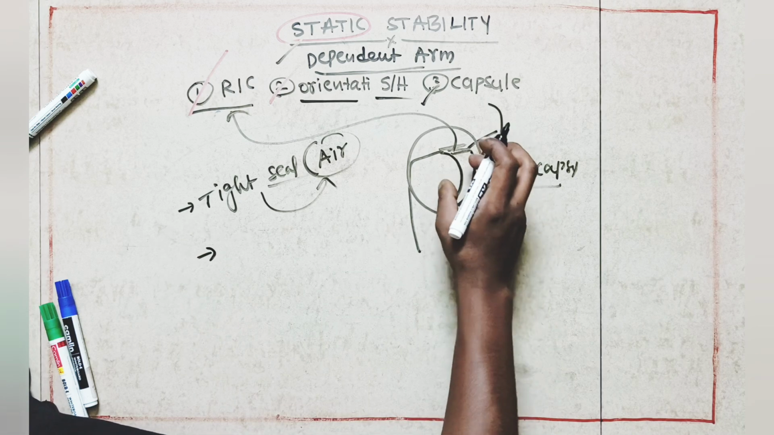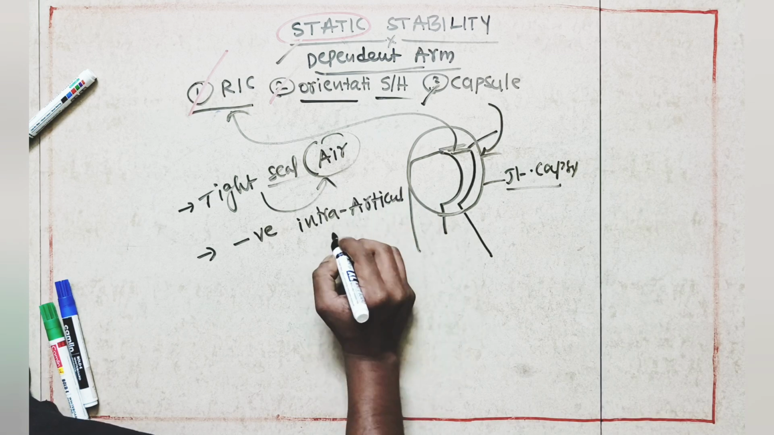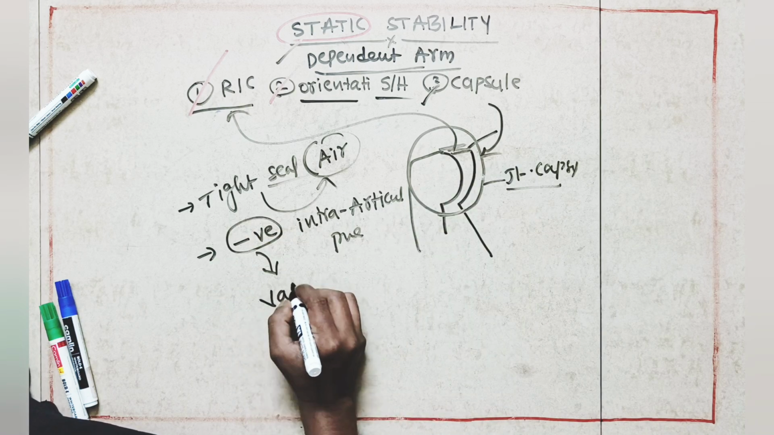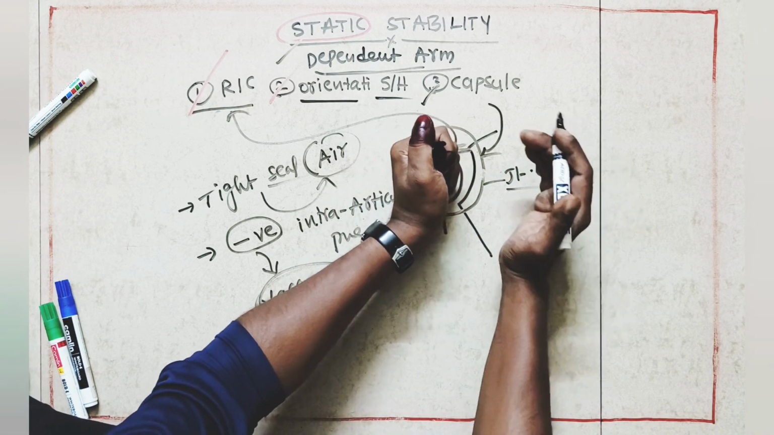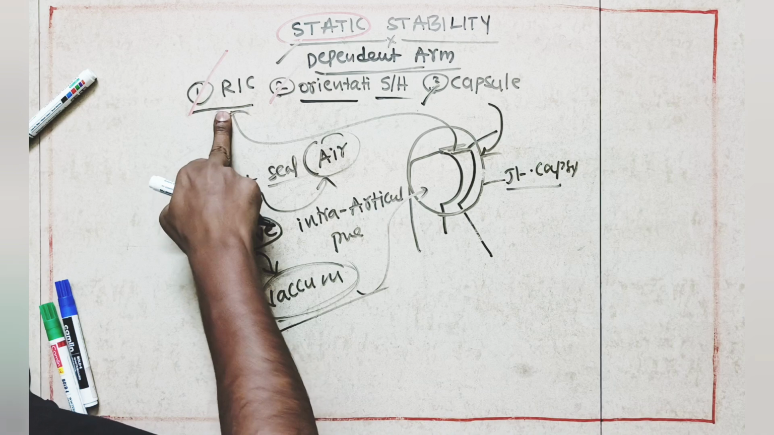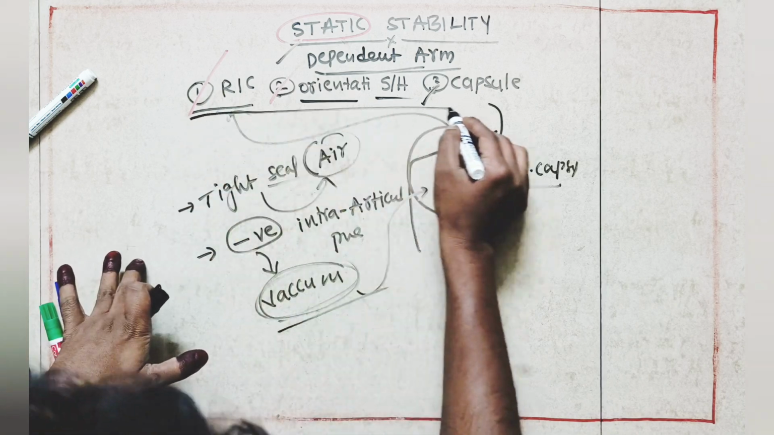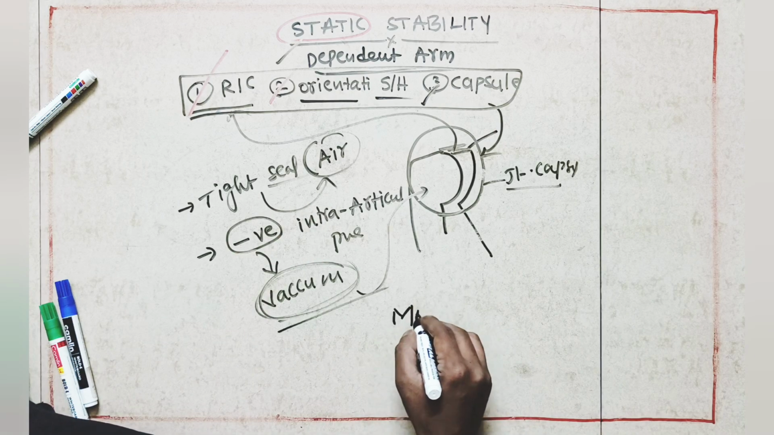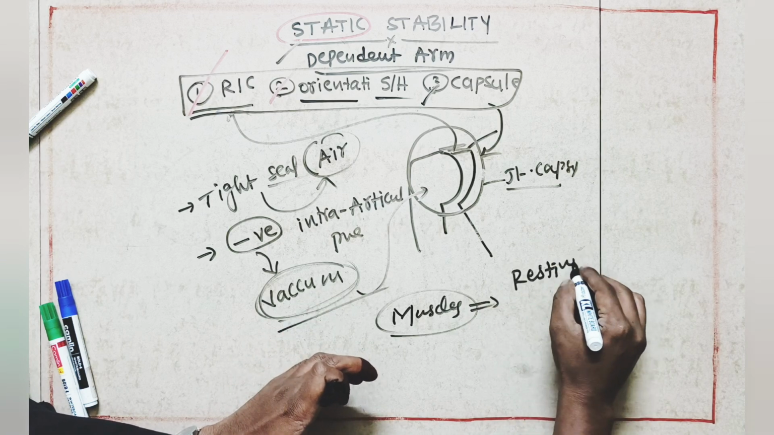After that, inside this capsule we will have negative intra-articular pressure. Because of this negative intra-articular pressure inside the joint, a vacuum will be created. Because of this vacuum pressure between the two articular surfaces, the head of the humerus will stay in connection with the glenoid cavity of the scapula. So because of the presence of the RIC, the rotator interval capsule, the orientation of the scapula and humerus, and the capsule, because of the presence of these three structures in the shoulder joint, we are getting static stability to the shoulder.